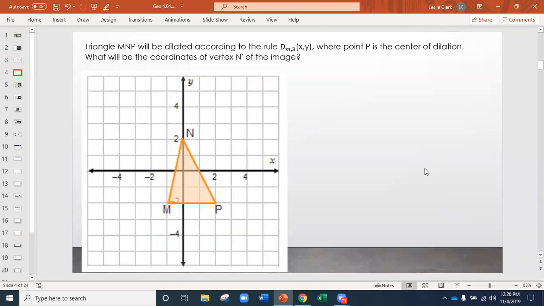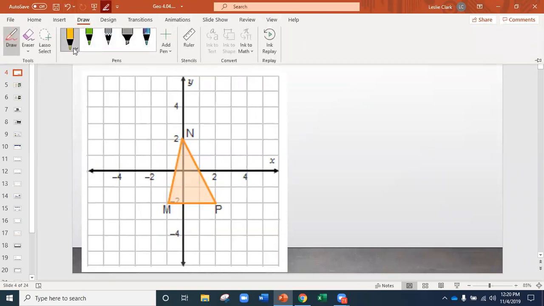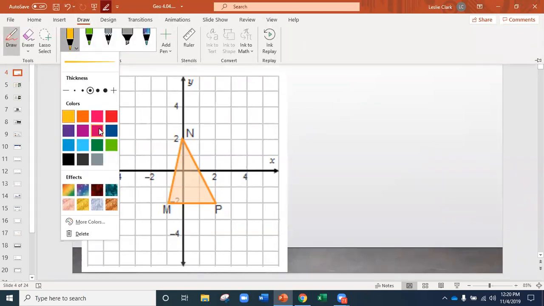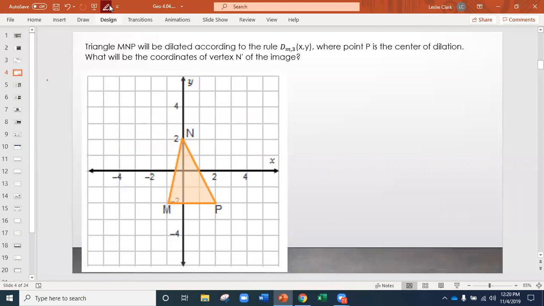All right, we had a triangle MNP that will be dilated according to the rule D sub M3. So that means the center of dilation. I'm going to change my color here so you can see good. Let's do red. So this tells you the center of dilation. So this is not the origin, it is M, okay? And we're dilating it 3.